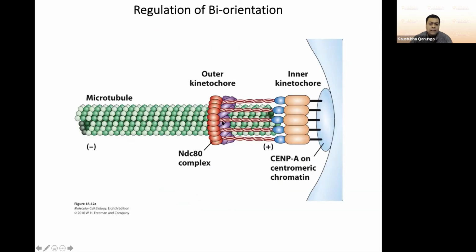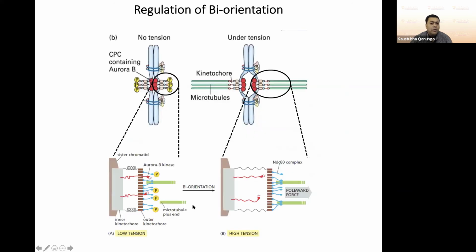So just know that this NDC-AT complex, like a sleeve, which is a part of the outer kinetochore, is important, and how it is connected to the inner kinetochore. And the other most important part is how the regulation of biorientation happens. When these are close together, make sure that you remember the CPC, or the chromosome passenger complex, which contains this Aurora B kinase. When there is no tension at this point, they are close together, and this phosphorylation of these NDC complexes doesn't allow many of the microtubules to bind to them.